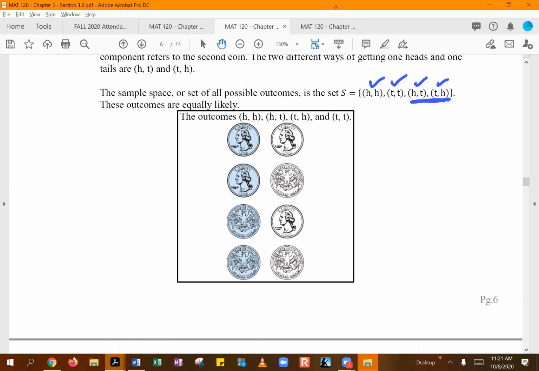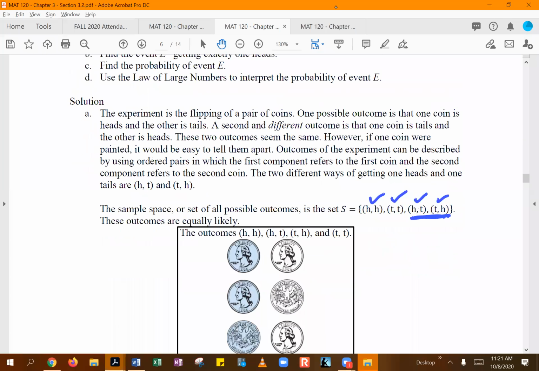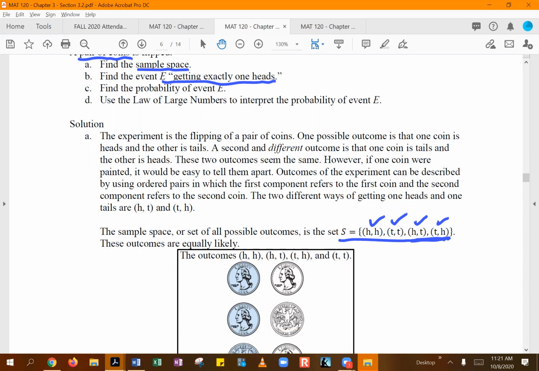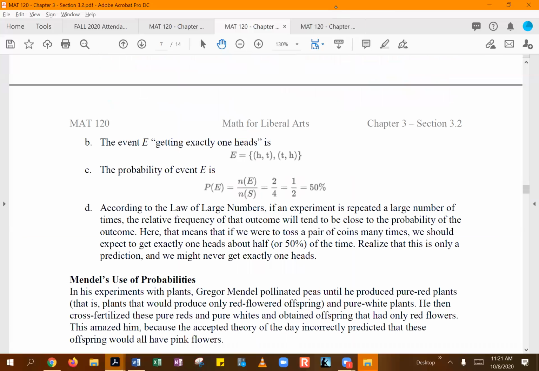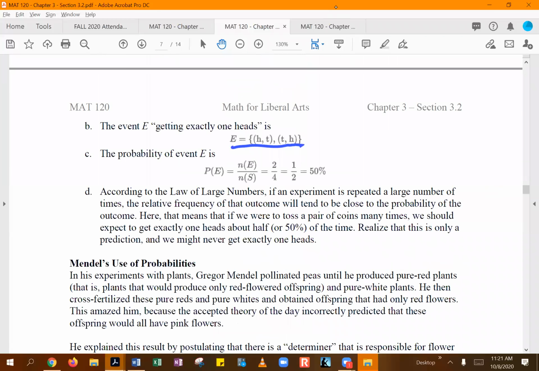So these are considered as two different outcomes. So as you can see, our sample space will end up having 4 different outcomes. Now they want to know what the event of getting exactly one head would look like, and getting exactly one head will be these two outcomes, because the remaining 2 outcomes are 2 heads or 2 tails. So getting exactly one head is going to be HT or TH.